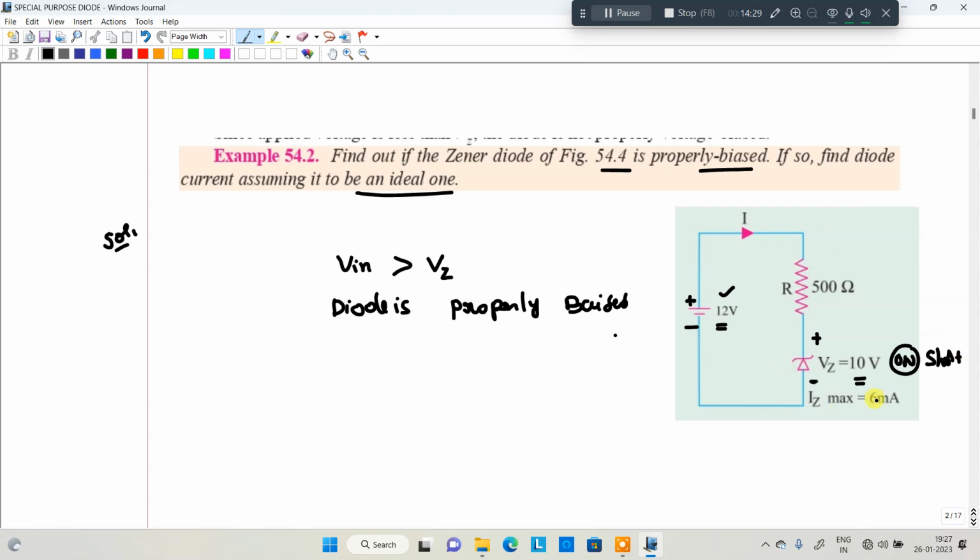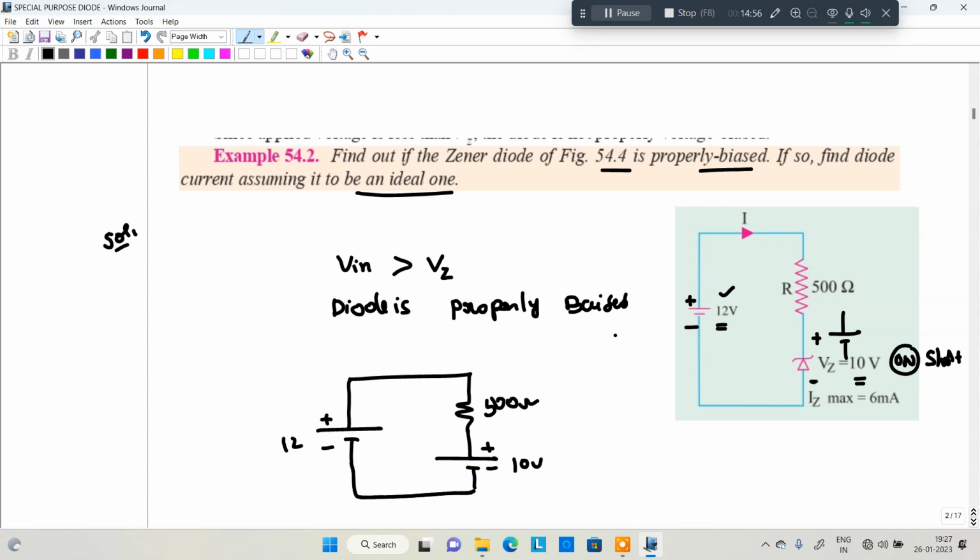Whenever it is in the conducting state, what will happen? The voltage across it is 10 volt. It acts as a voltage source, 10 volt. The 10 volt polarity was already given in the previous case, this is the representation for the ideal case. So this is a 10 volt. Then we are going to draw the circuit here. It is a 12 volt source and a 500 ohm resistor. After that, the voltage across the diode is 10 volt. Clear?